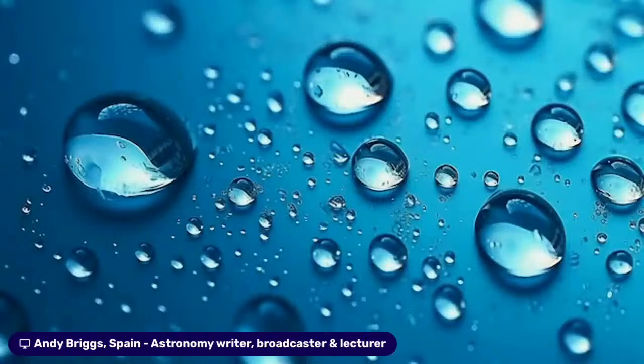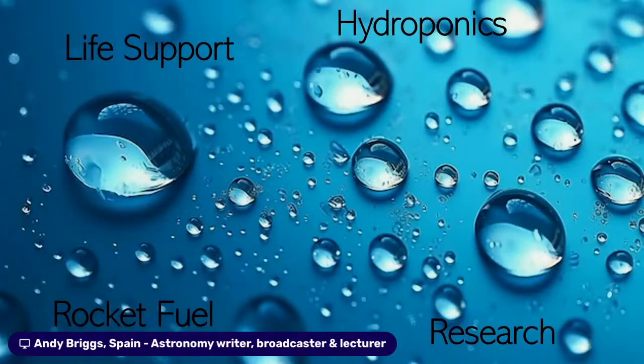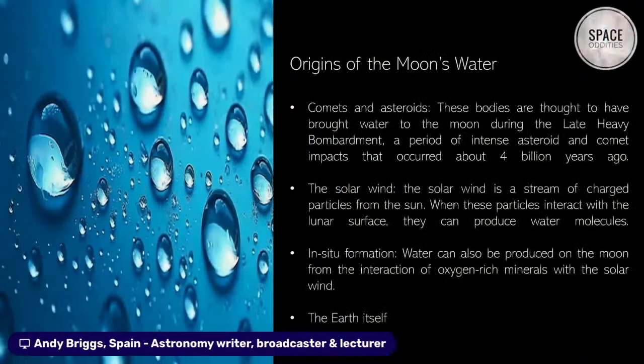Now, if you can get at that water, what does it do for you? What would you use it for? Well, astronauts would use it for all sorts of things, but they would use it obviously to survive, for life support. They would use it for hydroponics, to grow plants on the moon. And they would use it for rocket fuel, because you can split the water into oxygen and hydrogen and make rocket fuel out of it. And of course, they would use it for research, general research about the moon. But there would be other things, I'm sure, that people would think of as well. So it's very, very interesting.